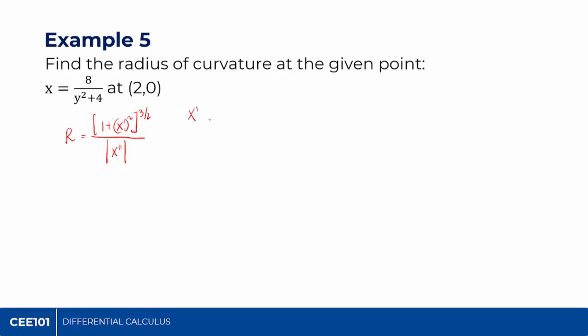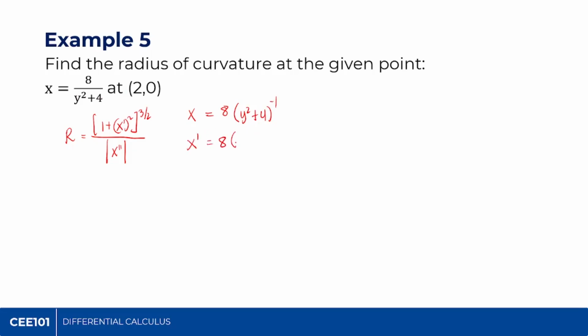So what is our x prime, guys? What is the derivative of 8 over y squared plus 4? What is the derivative of this one? Okay, we can set aside 8. What we can do is that we can put 8 here, and then yung y squared plus 4, we can change position. That would become our numerator, no? So from here, our x prime would be 8.